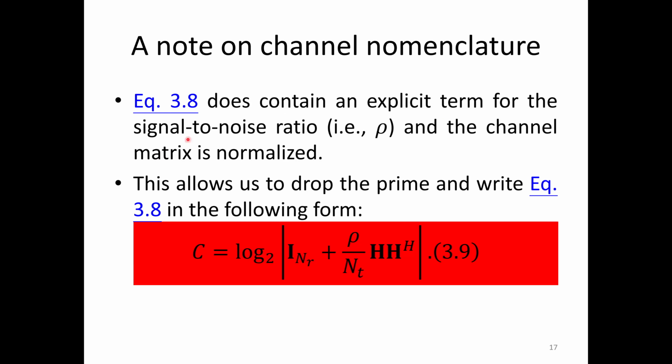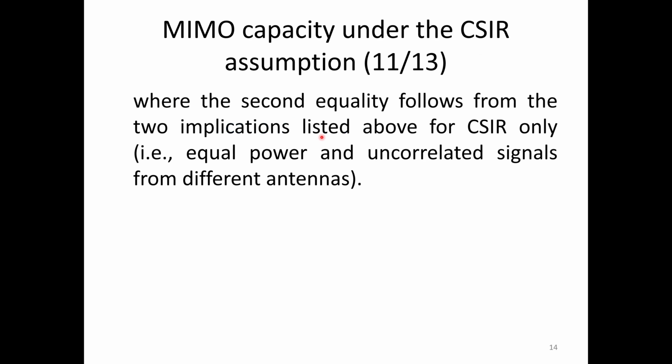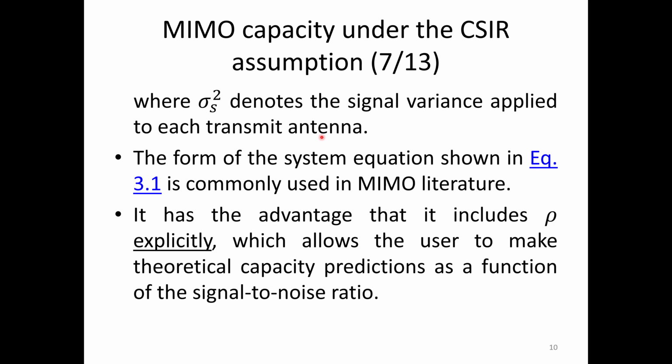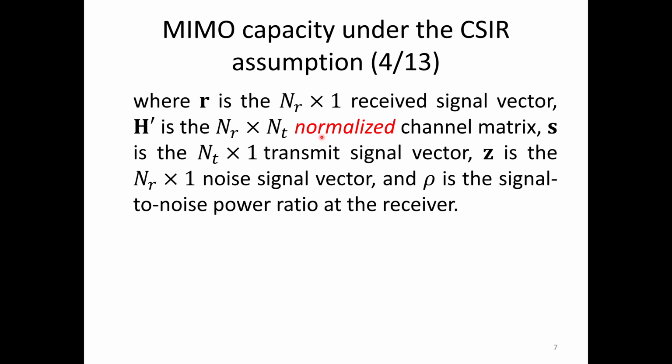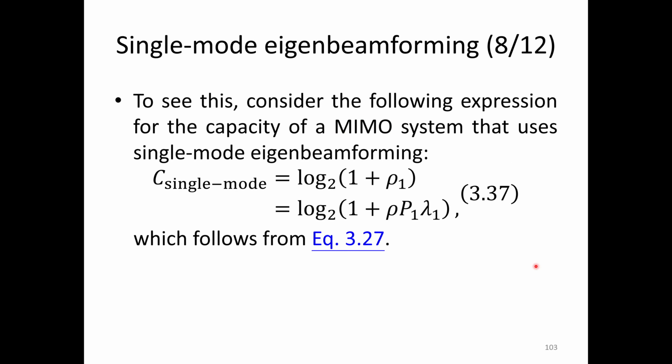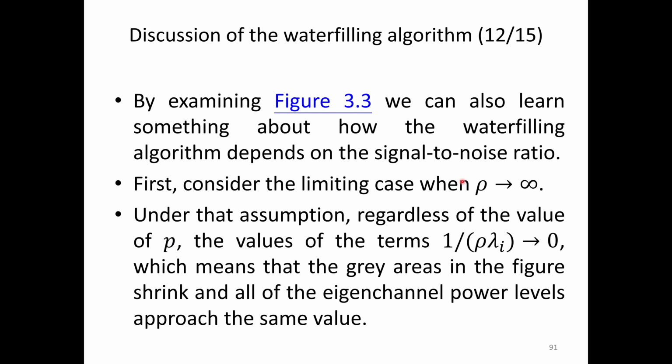Here rho means the signal to noise ratio. However, it is not the detailed definition. Let's find the detailed definition of rho. Rho is the signal to noise power ratio at the receiver. It is page 7. Let us go back to page 103. And rho times P1. What is the meaning of P1? Let us go back to find the definition of P1.